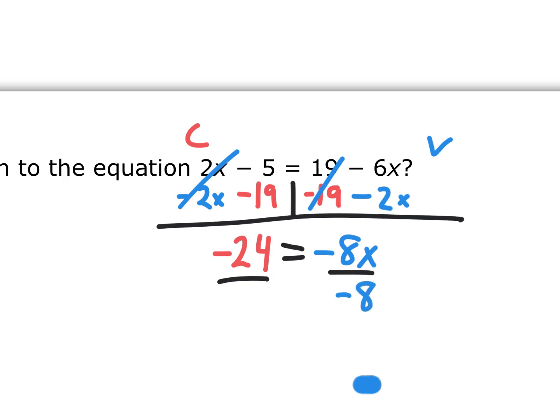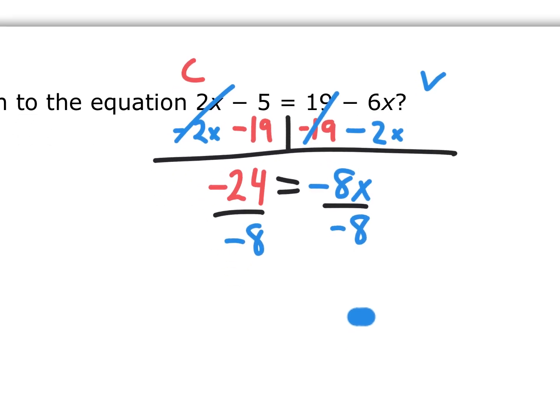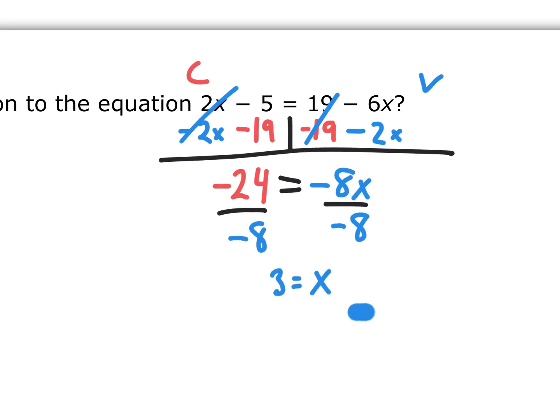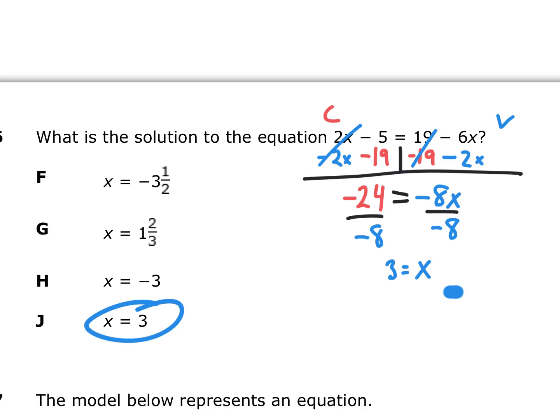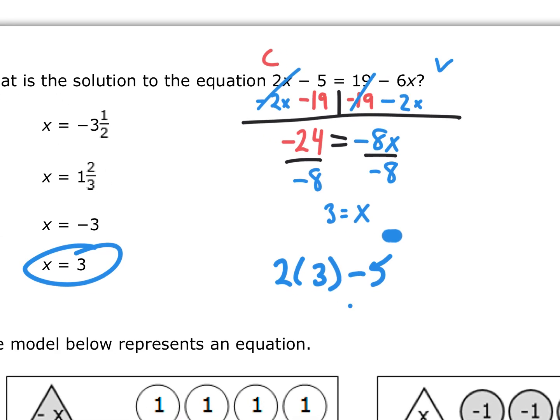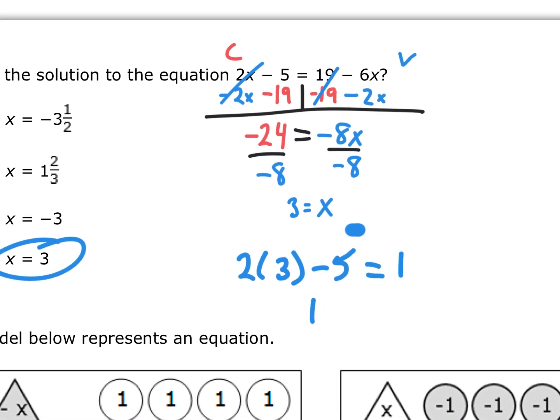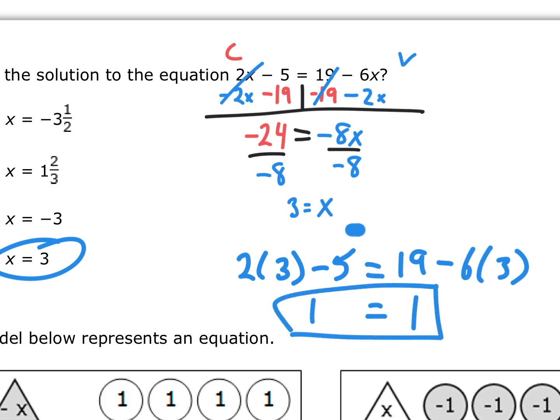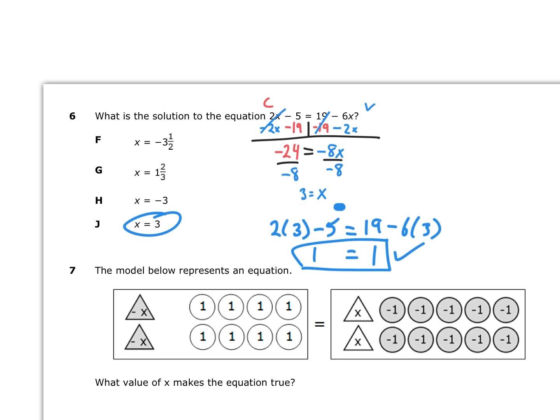Now we need to divide both sides by negative 8, and we get 3 equals x. So we could double check our answer here. 2 times 3 minus 5. Well, 6 minus 5 is 1. And does that equal 19 minus 6 times 3? Well, what's 6 times 3? That's 18. 19 minus 18 is indeed 1. So the left and the right side match each other, so we're good.